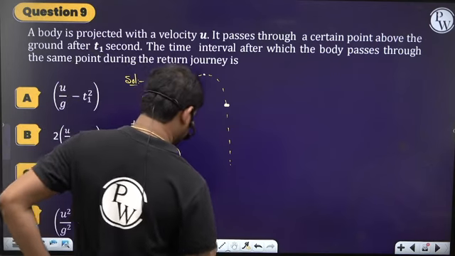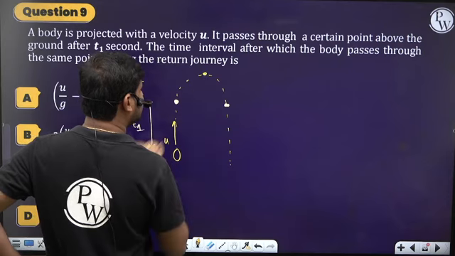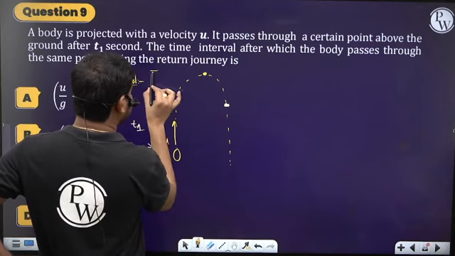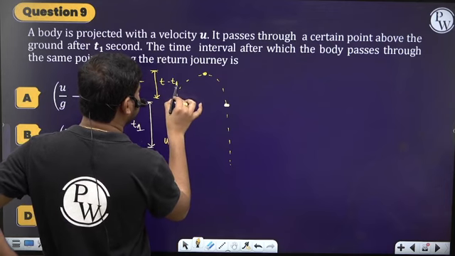So shall I say, we know that the total time of ascent, the total till here, the time of ascent is t. Then this time from here to here, how much time does it take? T minus t1. Yes or no?